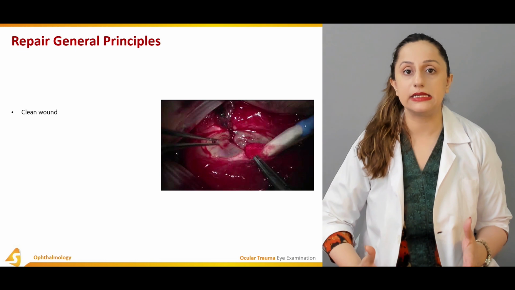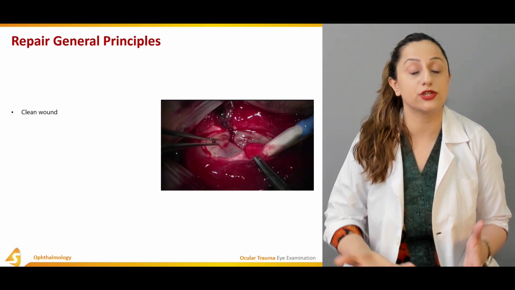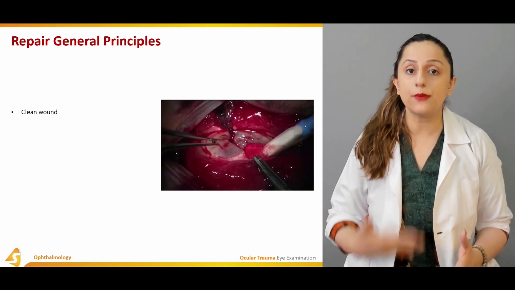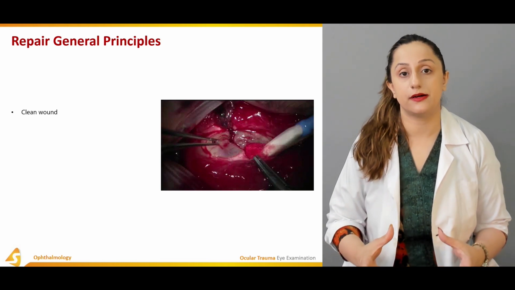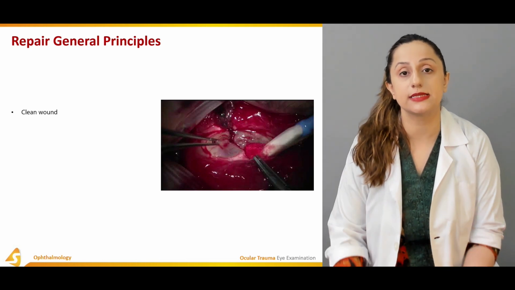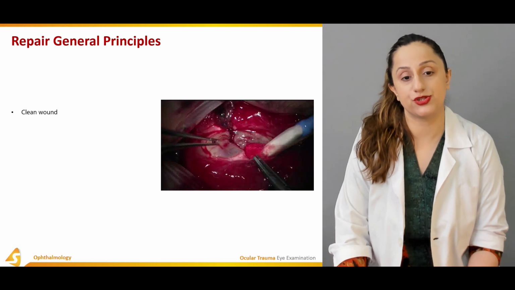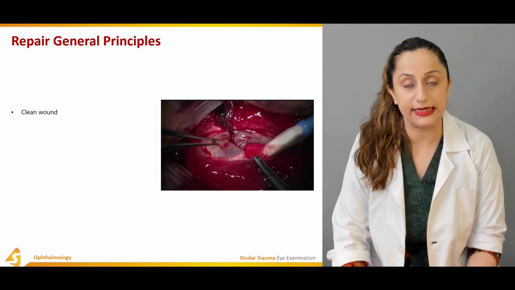It can be an eyelid surgery, a surgery regarding the cornea, the lens dislocation, or even the iris can be damaged in a lot of cases. So it depends upon the case that you're dealing with. But then there are some general principles that you have to follow whenever you're carrying out these repair procedures. Now, these general principles would include: you have to clean the wound completely.